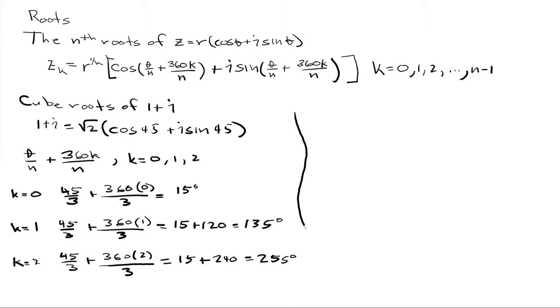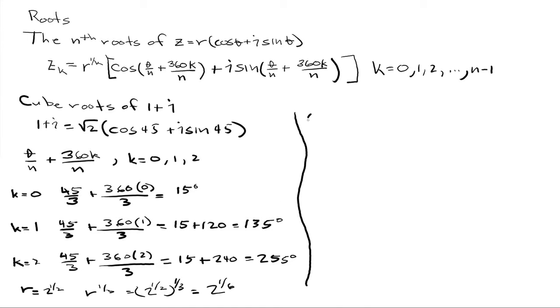I'm just going to come over here and separate this a little bit. Our 3 roots involve the square root of 2 to the 1/3. So r is 2 to the 1/2. So r to the 1/3 is going to be 2 to the 1/2 to the 1/3, which is going to be 2 to the 1/6. So there are all the pieces we need.